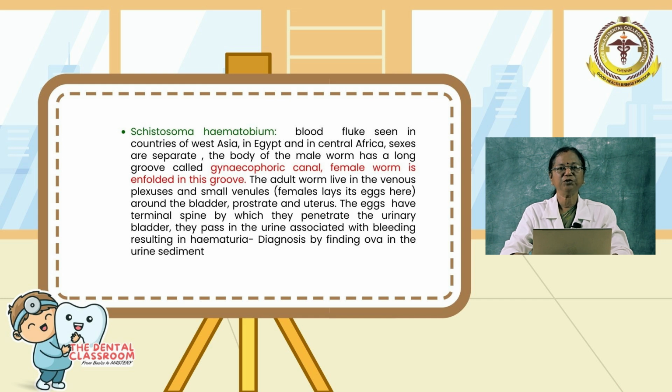The adult worm usually lives in the venous plexus and small venules, where the females lay the eggs in the venous plexus around the bladder, prostate and the uterus. The eggs have a terminal spine. This helps them to penetrate the urinary bladder, and that is the reason persons affected with Schistosoma haematobium have hematuria. Hematuria is nothing but passage of blood in the urine, and you can observe these ova in the urine sediment.